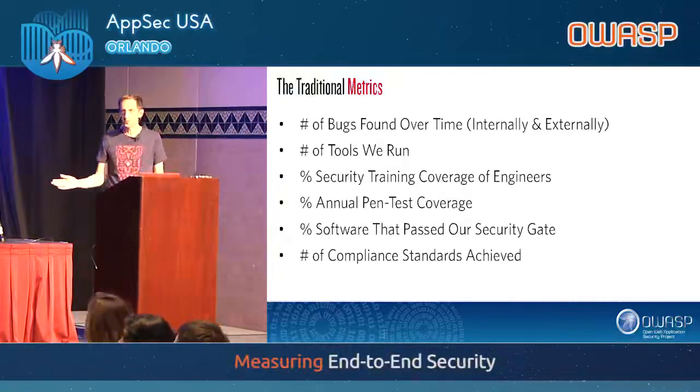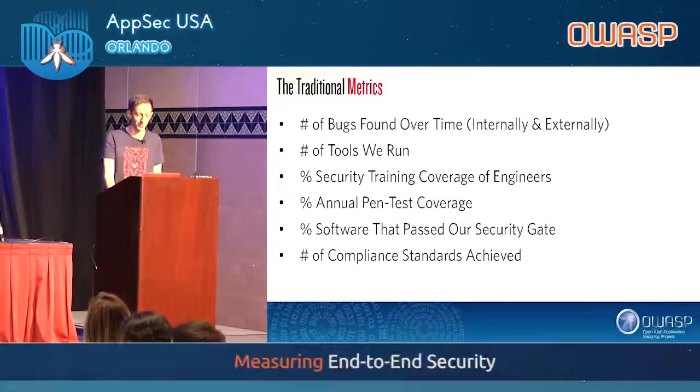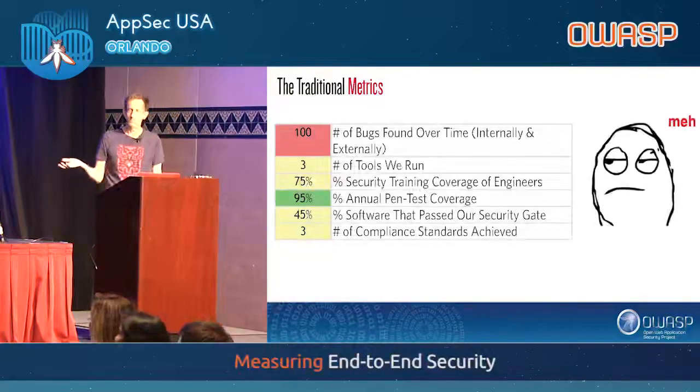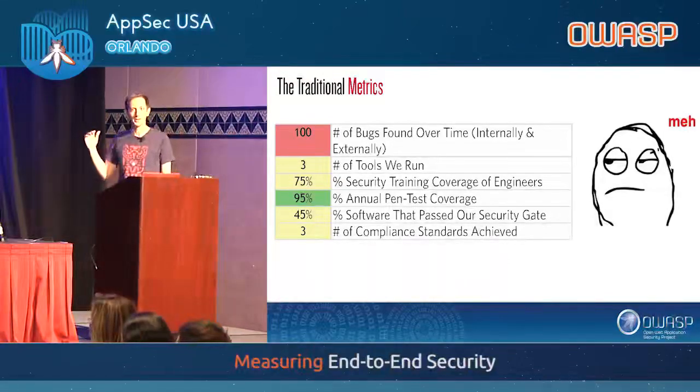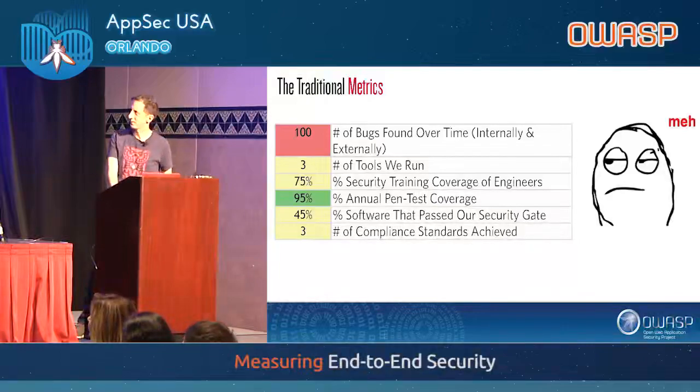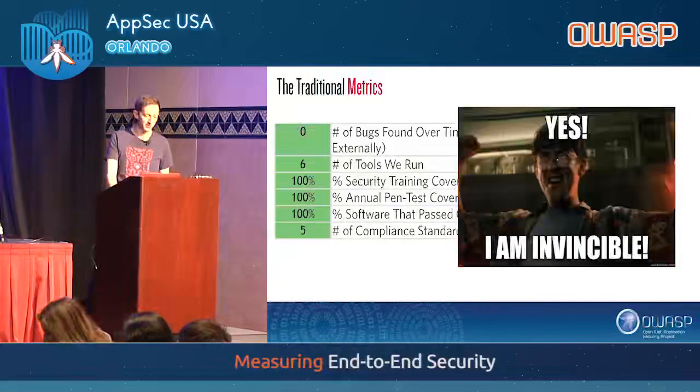And so that's a good start, and we should be tracking these things. There's nothing wrong with those metrics. And you'll come up with, all right, this is red, yellow, green. My security program's doing okay, right? I mean, but 3 tools, 3 compliance standards. I'm doing pretty good on annual pen test coverage.